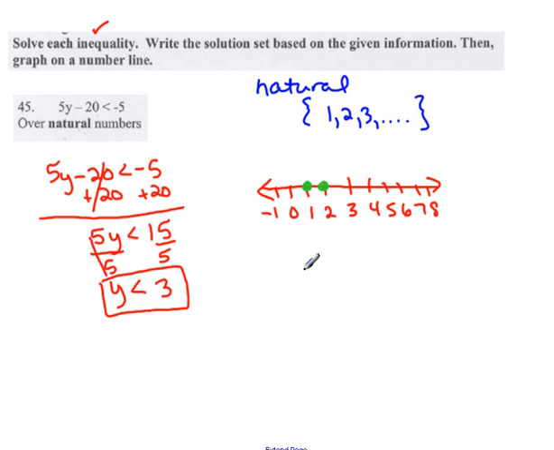And when you do your solution set, which you do for natural numbers, you just write the numbers that have dots on them, 1 and 2. They're not going to keep going in this direction because natural numbers don't include 0 or negatives, and we don't keep going in this direction because those numbers aren't less than 3, so you wouldn't have any dots anywhere. So this is the solution, this is the number line, and this is the solution set.